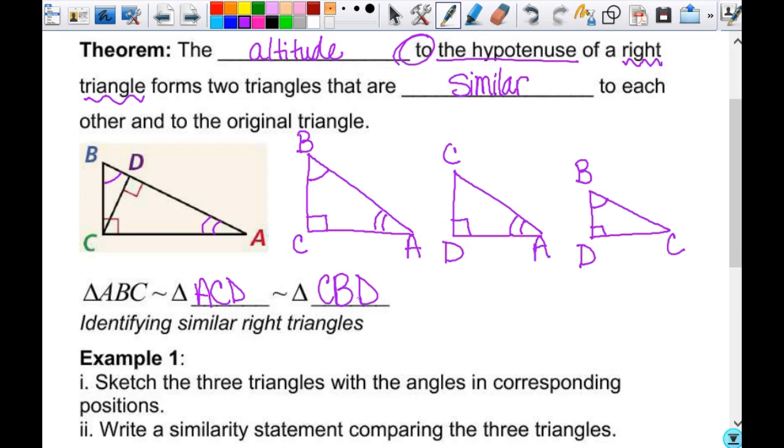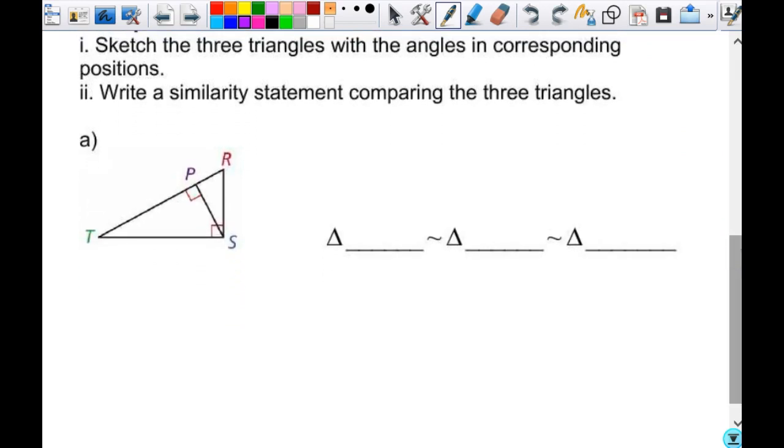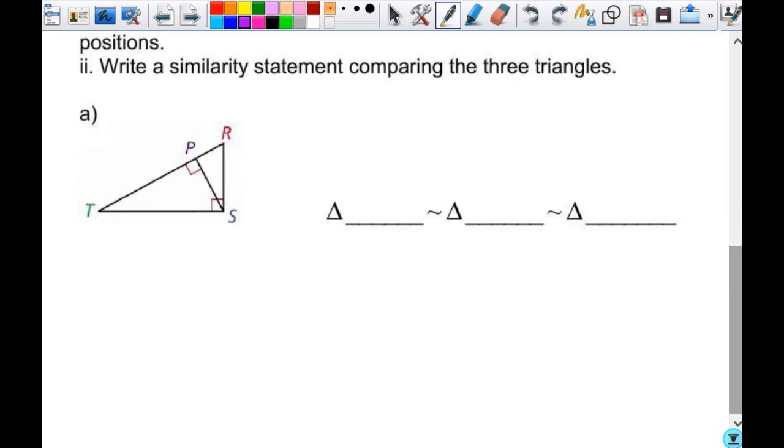Okay. So then, let's look at example 1. It says, sketch the three triangles with the angles in corresponding positions. So basically, we're going to do what we just did and then write a similarity statement. So here's my original triangle. We will put two little arcs here and one here. And then we're going to redraw large, medium, small.